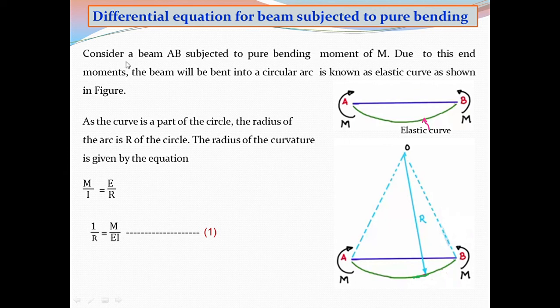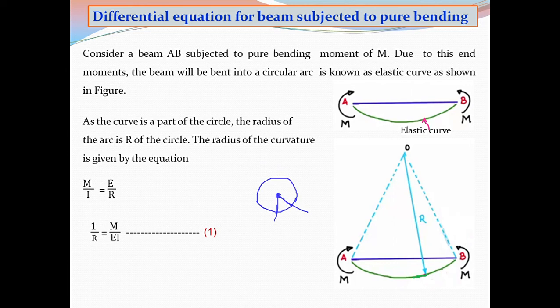Okay. Consider a beam AB subjected to pure bending, that is clockwise moment and anti-clockwise moment. Due to these moments, the beam will be bent into a circular arc and is known as the elastic curve. Is it not? As the curve is part of a circle, right? Suppose it is a curve, what is it? It is part of a circle actually, is it not? For any curve, if you take any curve, the curve is a part of a circle. Any circle will have a center, and from the center it has some radius.